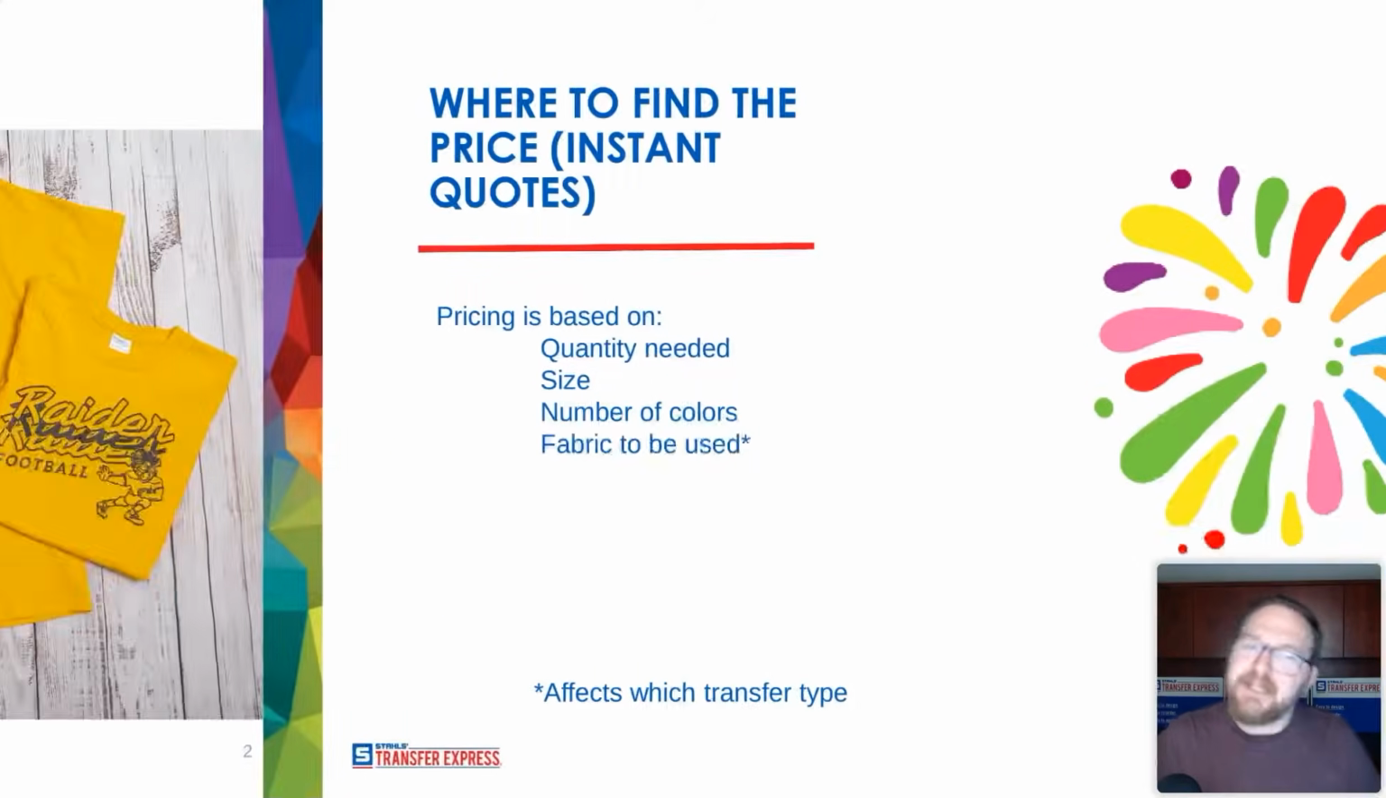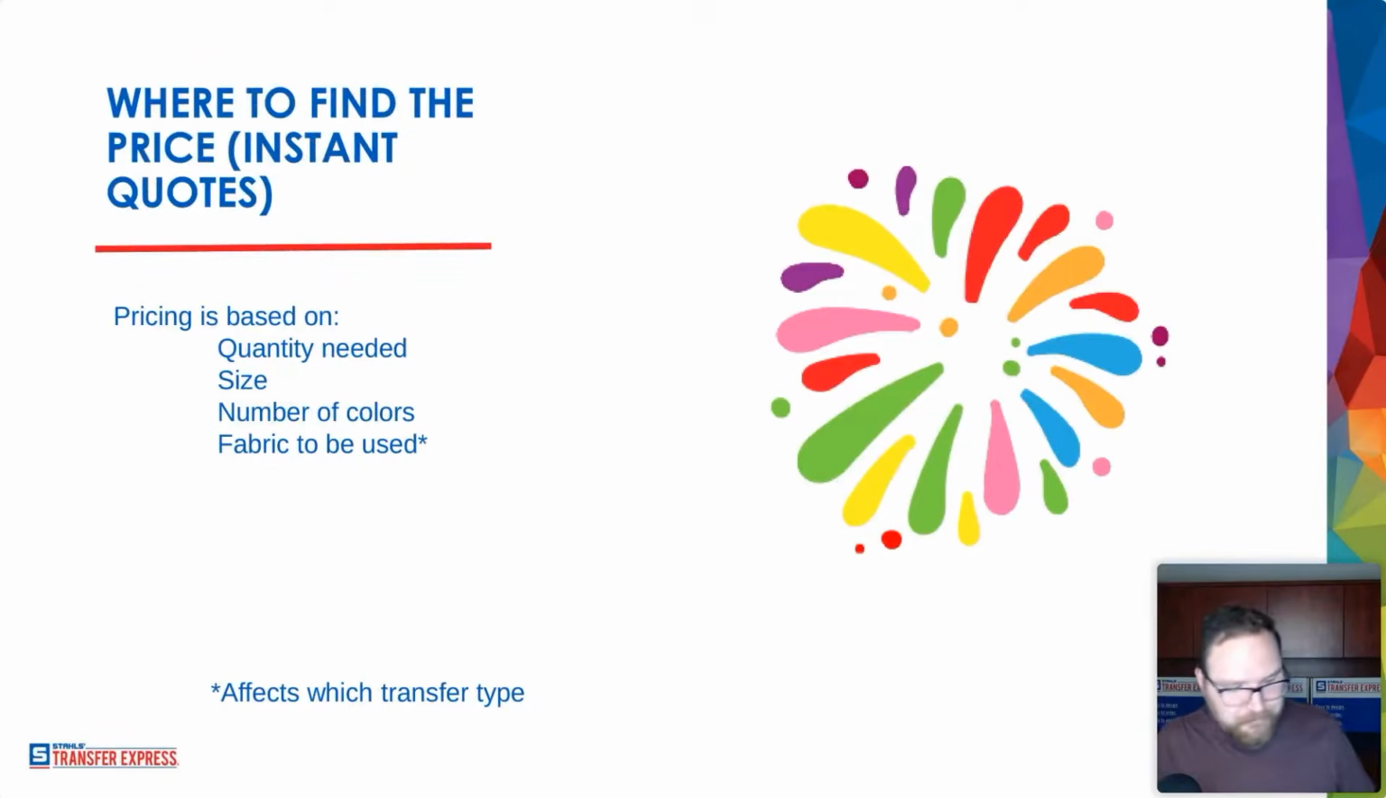First up on the agenda is where to find pricing. Now, before we start talking where to find pricing, let's talk about what impacts the pricing. So when we're talking about our instant quote calculator, the pricing is going to be based on a few different criteria. When you're pricing almost anything in the print industry, it's going to be based on how many you need. You're going to see quantity breaks on the vast majority of transfers.